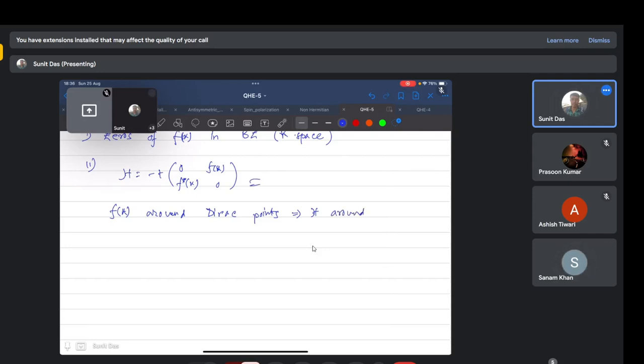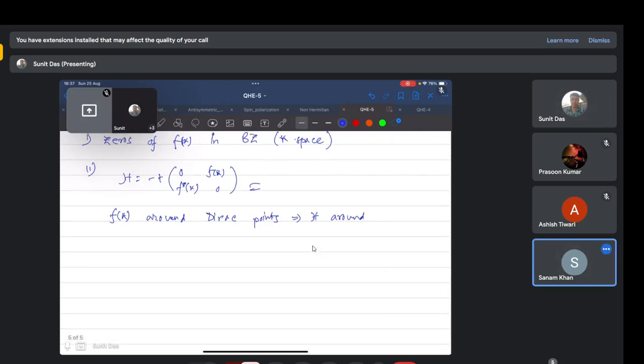Hello. Yes. Actually, can you please explain briefly why we are interested in having the Hamiltonian around the Dirac points while calculating the Landau levels? Okay, there are two reasons for this. Let me complete this sentence and I'll conclude this. Okay, sure.